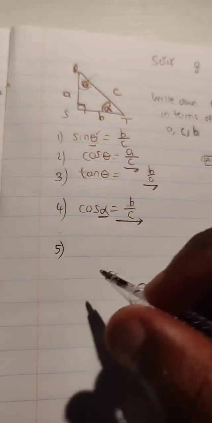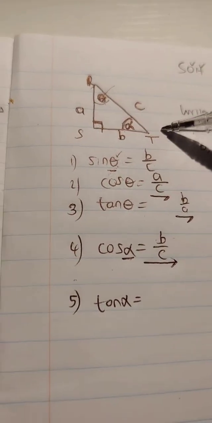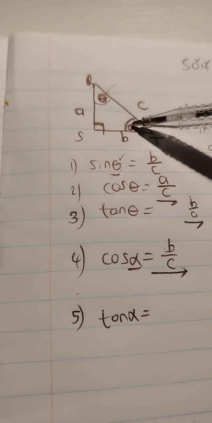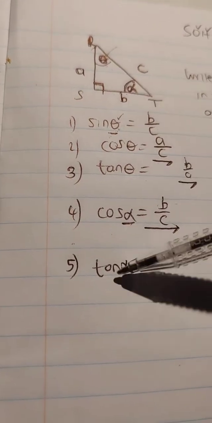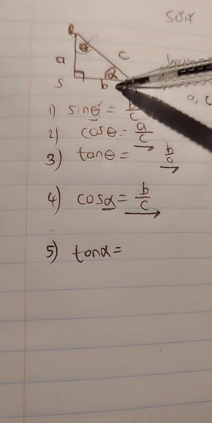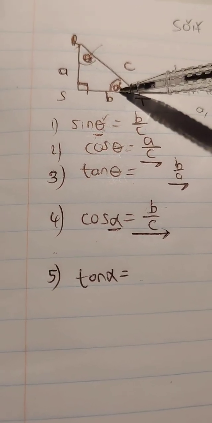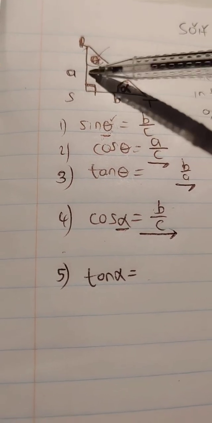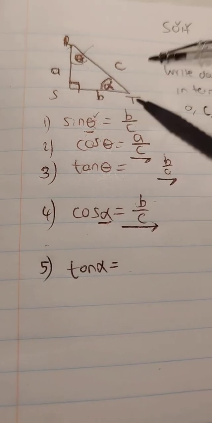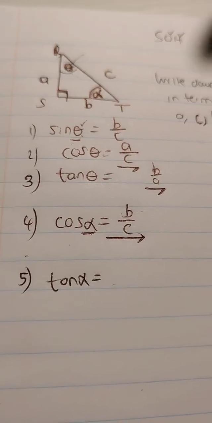Okay, let's lock in, guys. Let's get this thing down. Please, tan of alpha. Where is alpha, guys, again? It's here. What is the definition of tan? TOA. Opposite over adjacent. Who is opposite alpha? Who is adjacent to alpha? Who is opposite? Who is adjacent?